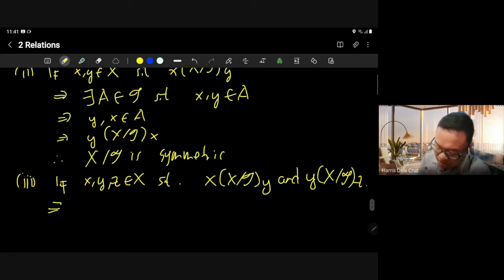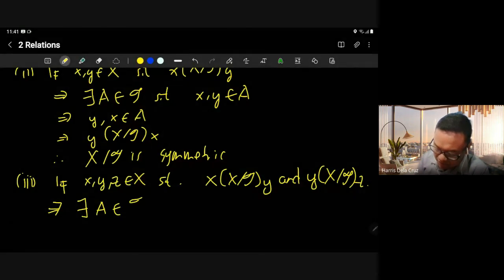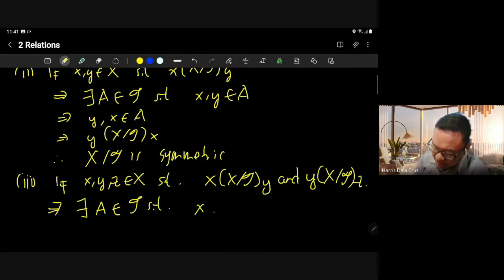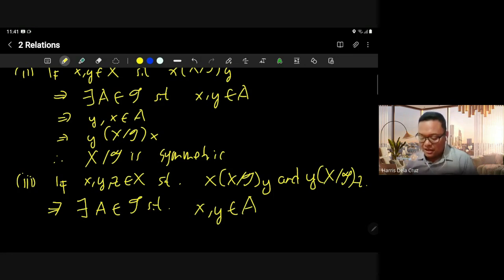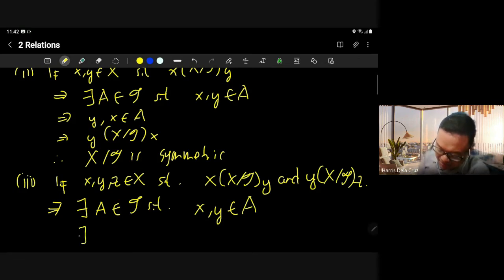Well, by definition of the induced relation, this must mean that there must exist an A element of tau such that X and Y is an element of A. Now, dito mag-iingat tayo. Ang ibig lang sabihin ng X related to Y, may set that contains both of them. Ang ibig sabihin ng Y Z, may set that contains both of them. But it doesn't mean that these two sets are the same. Hindi ibig sabihin pareho yun, ha? Basta ang sinasabi lang, there must exist a set. So, kailangan natin ng isa pang set para dun naman sa pangalawang relation.